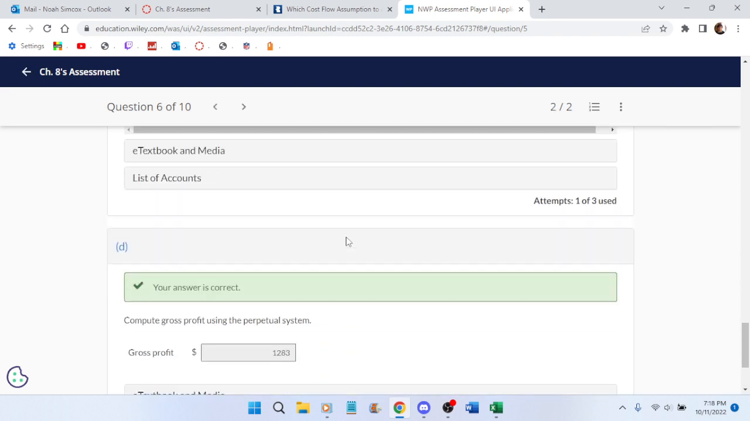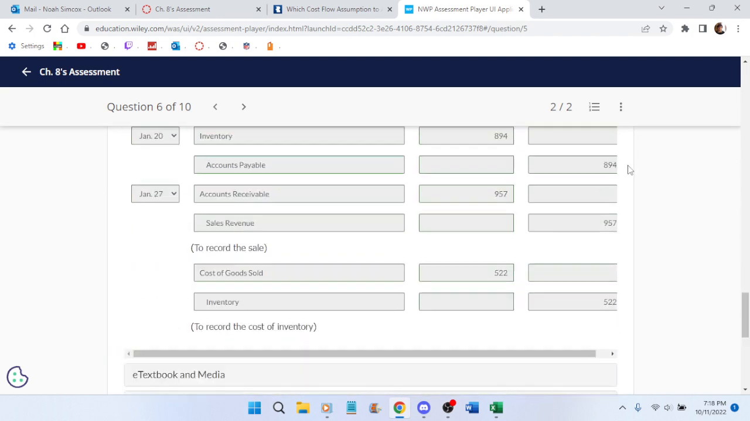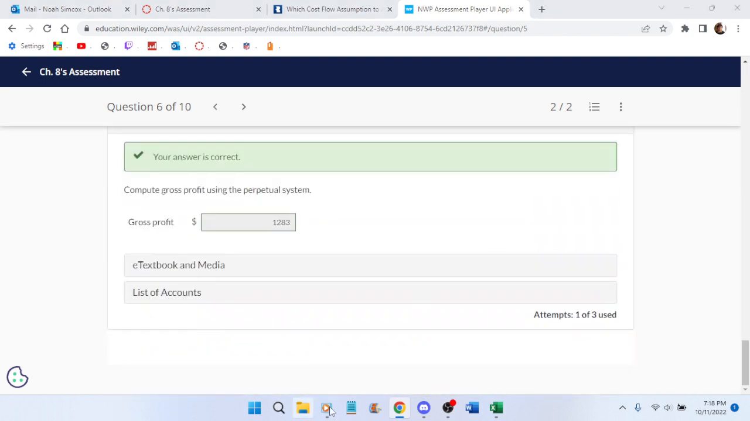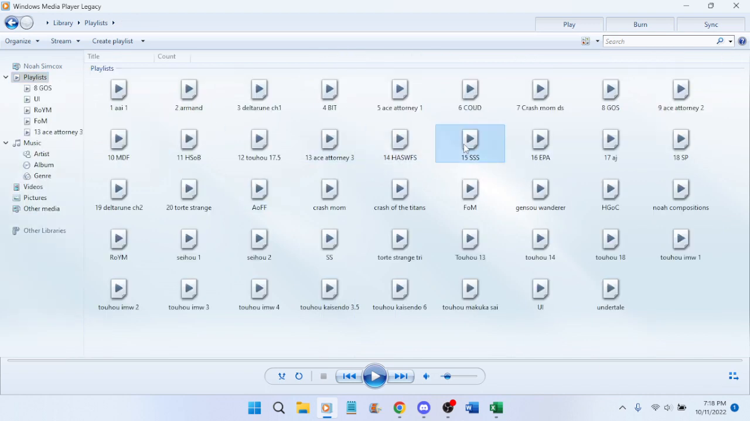Now, can I see the solution? Please. Okay, I can look at the solution after I've completely done the assignment. That took so long.